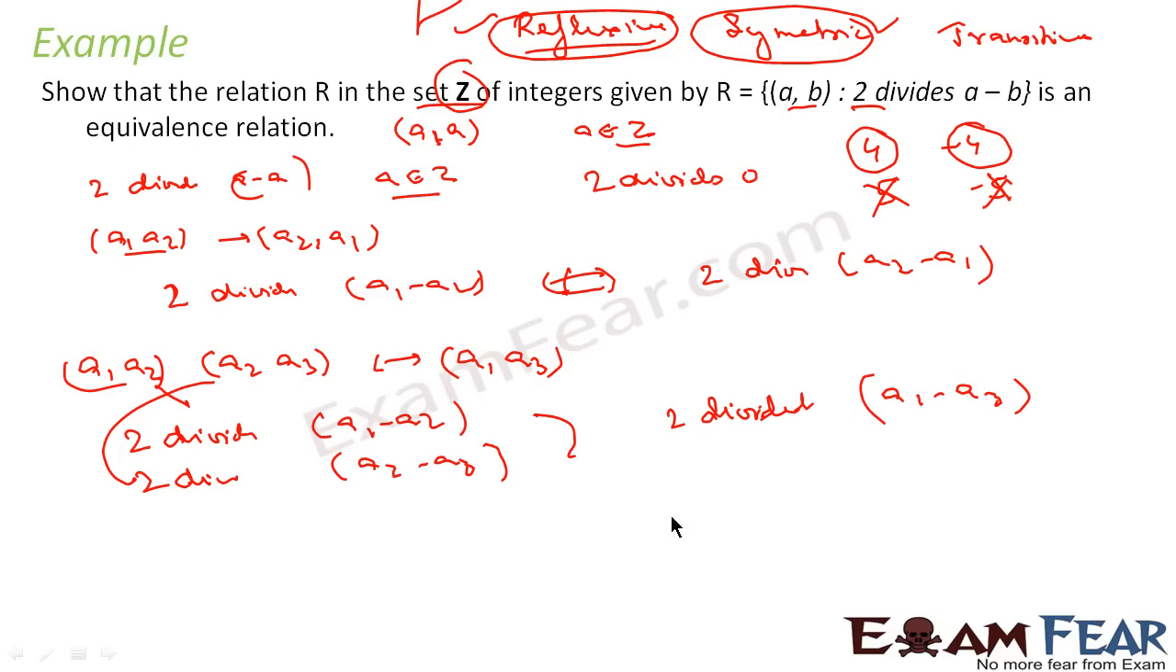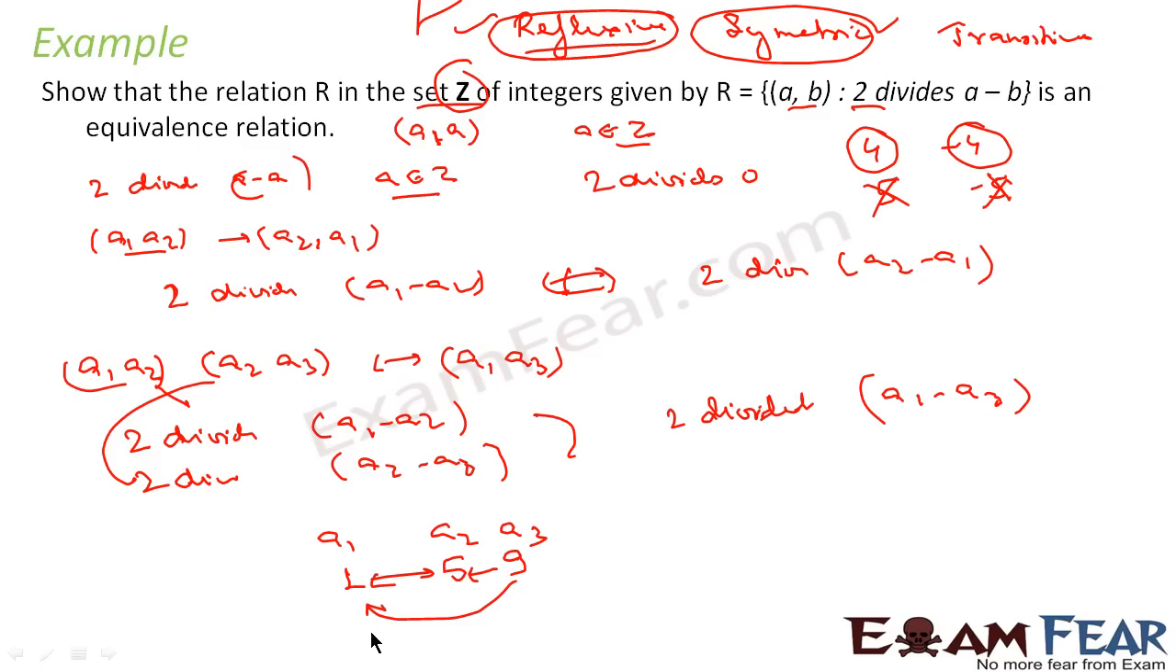Why? I can take an example. Let's suppose a1, a2, and a3. a1 is 1, a2 is 5, and a3 is, let's suppose, 9. 5 minus 1 is 4, and 4 by 2 is possible. 9 minus 5 is 4, possible. 4 by 2 is possible. Similarly, if you take 9 minus 1, this will be possible.